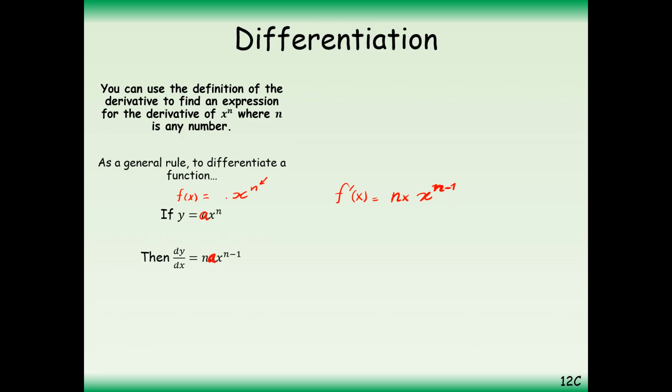Now, if there is an existing coefficient here, like an a at the front, then that remains unchanged. You leave the a where it is. You just need to multiply n by a, and so on and so forth. So let's make note of this rule, and we're going to start using it in the next few examples. So let's see how it's used.